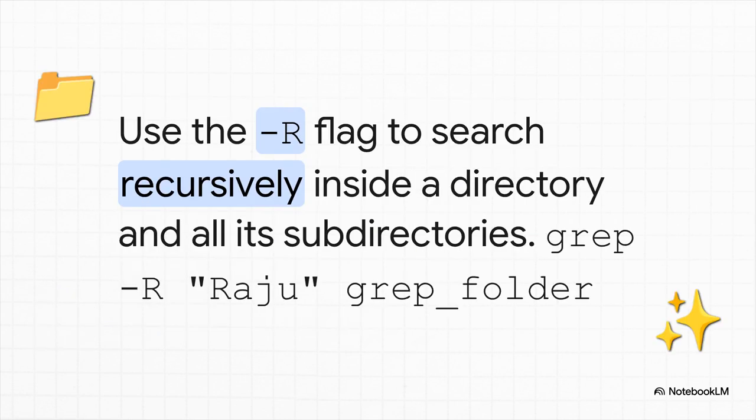The answer is the capital R flag, and it stands for recursive. Honestly, this one is a total game changer. It tells grep to dive into that directory, and then every subdirectory inside of that, and search every single file it finds. This is how you scan an entire project for a piece of code in one shot.